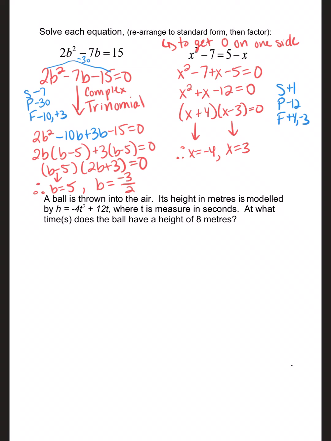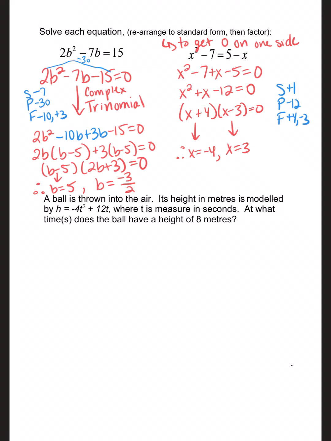The last thing we're going to do today, we're just going to take a look at a word problem, coming back to that idea of finding the solutions, whatever that solution might be looking for, determined by the context of the question. So a ball is thrown into the air. Its height in meters is modeled by the equation h equals -4t squared plus 12t, where t is measured in seconds. At what time does the ball have a height of 8 meters?